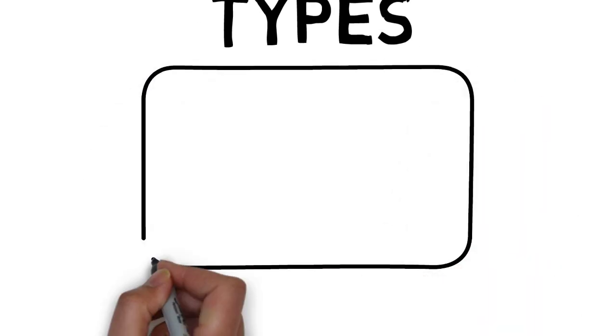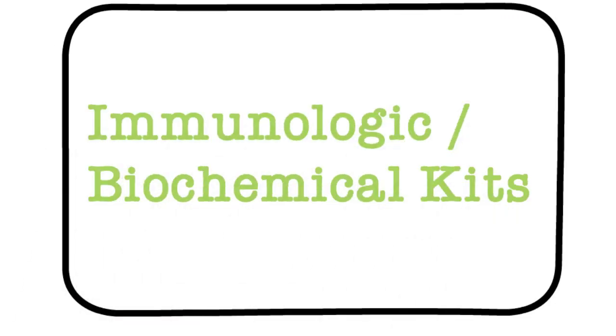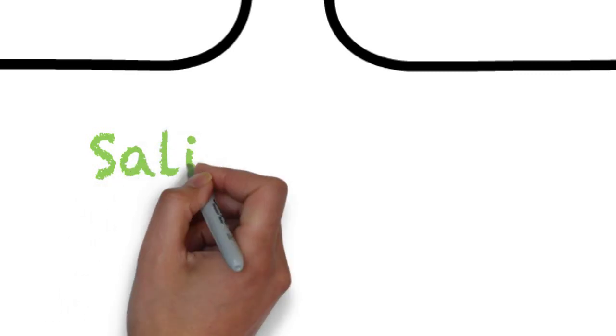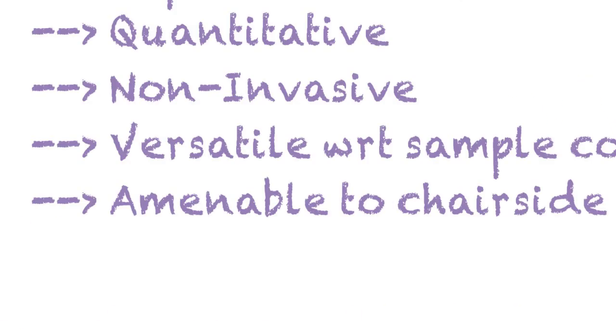Going on to the types of chairside diagnostic kits. As of now, there are three types and they are designed to measure microbiologic, immunologic or biochemical, and genetic constituents in oral diagnostic fluids, namely saliva and GCF, indicative of health or disease.